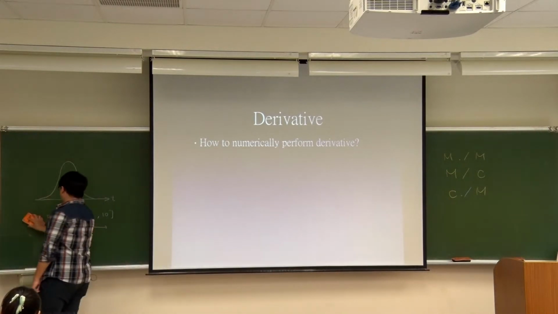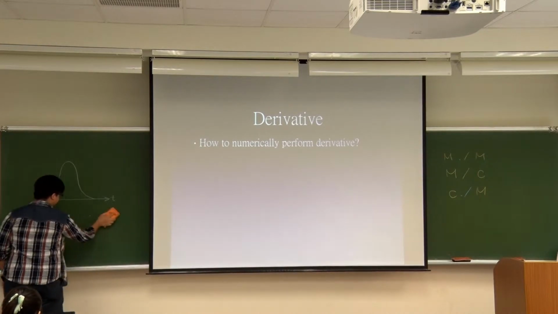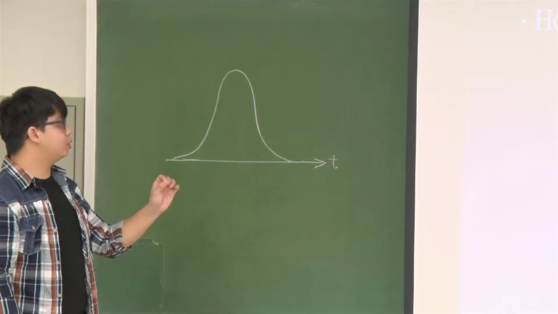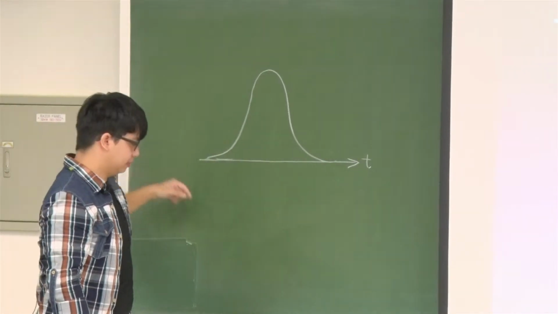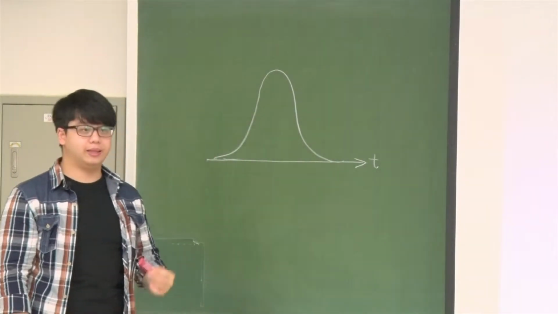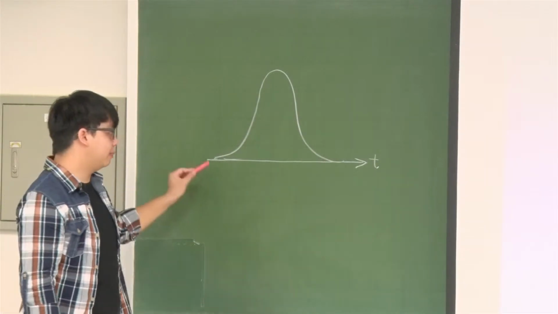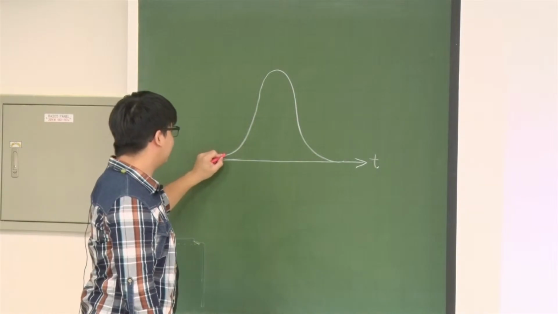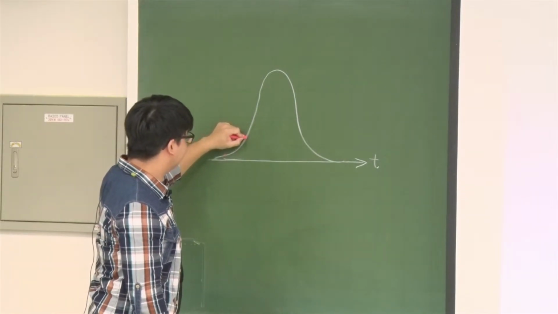What's the difference between numeric and analytic? For analytic description of this pulse, it is continuous in an analytical sense, right? So every point is continuous. But in a numerical sense, it is not continuous. They are just data points, right?